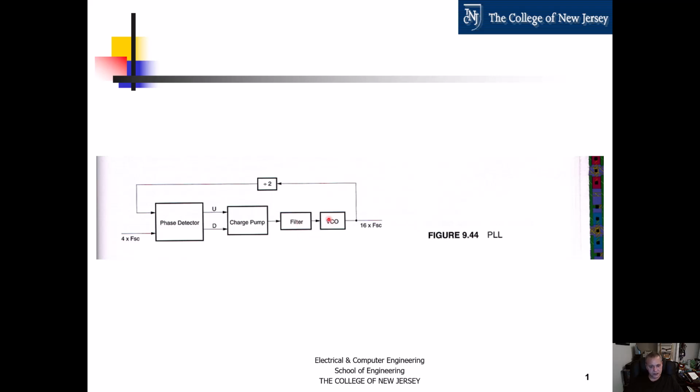Then that goes into the VCO as a control voltage that is going to have some linearity about it. And as we'll see, if the voltage goes up, we're going to get a faster frequency out of the VCO. If the voltage goes down, we're going to get a slower frequency. And that's how this automatic feedback control system works. So next, let's look at each of the blocks.